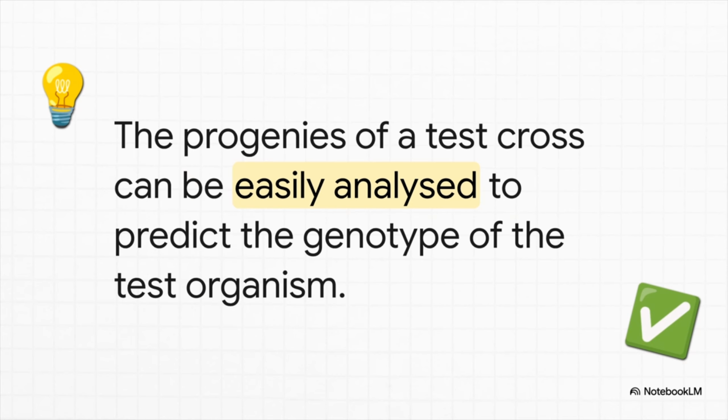So you see, the offspring are the key. If even one of them shows that recessive trait, just one white flower, you know with absolute certainty that the violet parent was carrying that hidden allele. The genetic secret is out.